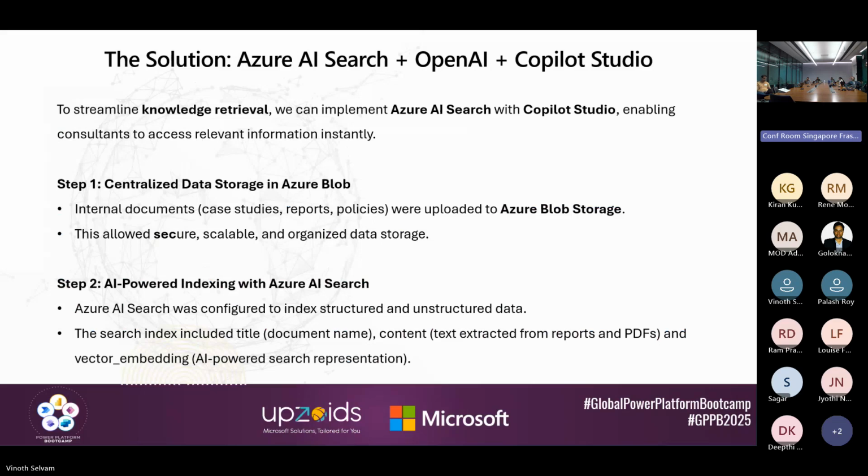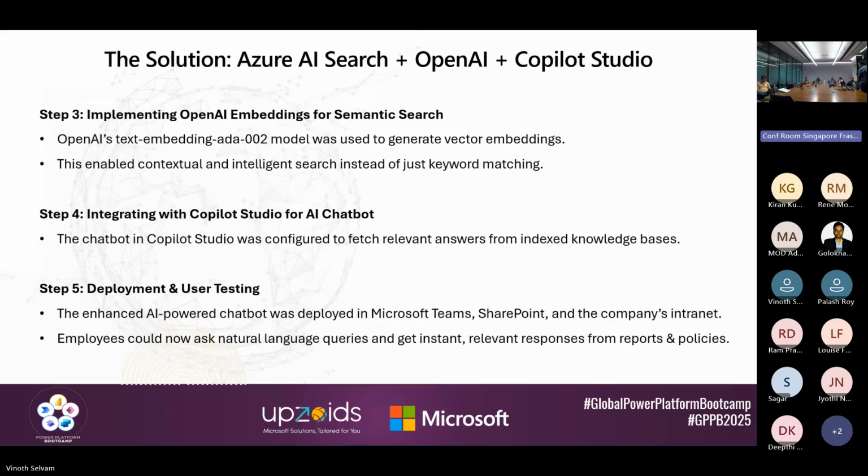What are the steps that we are going to follow? We will centralize all the data, all the documents, into one Azure blob storage. Then we will do indexing using Azure AI Search. And we will create OpenAI embeddings in the Azure OpenAI service. Then we will integrate it with the Copilot Studio. So just four steps that we need to follow to create a new chatbot. Let me quickly go through the demo so that we create the whole Copilot in a few minutes.